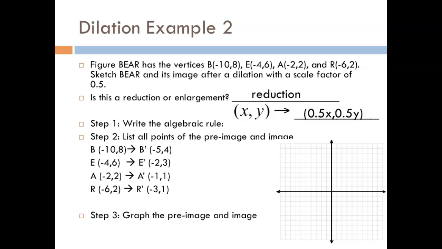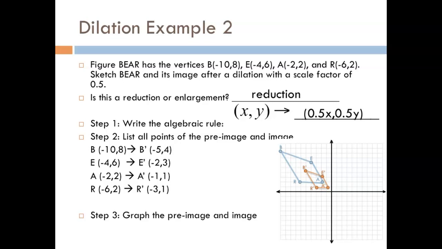Now we'll go ahead and graph the pre-image. So that would be at (-10, 8), (-4, 6), (-2, 2), and (-6, 2). We'll connect those all. And now we'll graph the points of the image. That's (-5, 4), (-2, 3), (-1, 1), and (-3, 1). Connect all of those, and there's our resulting image.